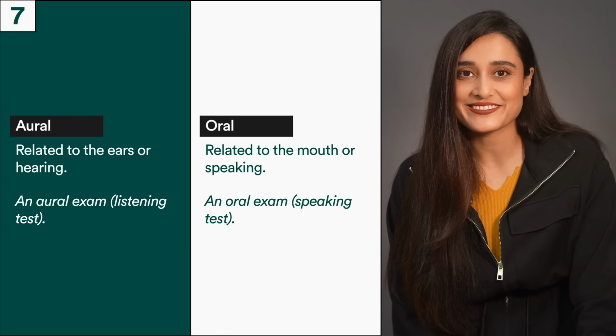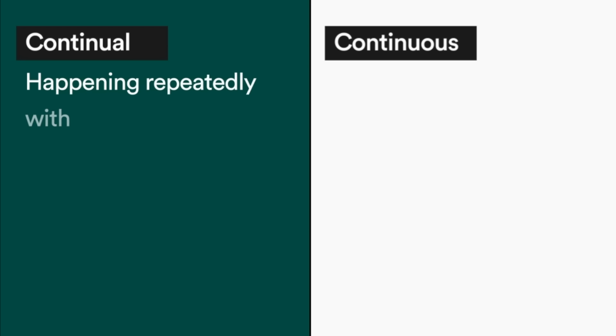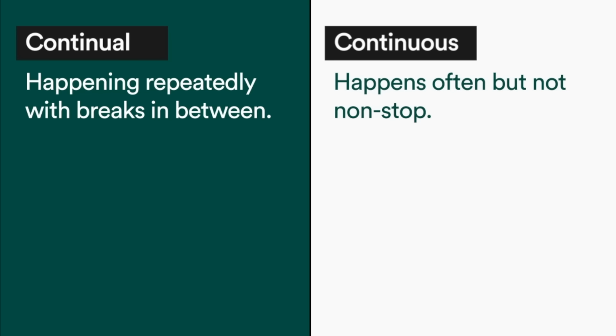Okay. Next one, continual versus continuous. People use these interchangeably, but strict grammarians hate it. It's a mistake. Don't do it. The meanings are different. Continual is happening repeatedly with breaks in between. Start, stop, that is continual. Continuous, there is no break. So continual is happens often but not non-stop.